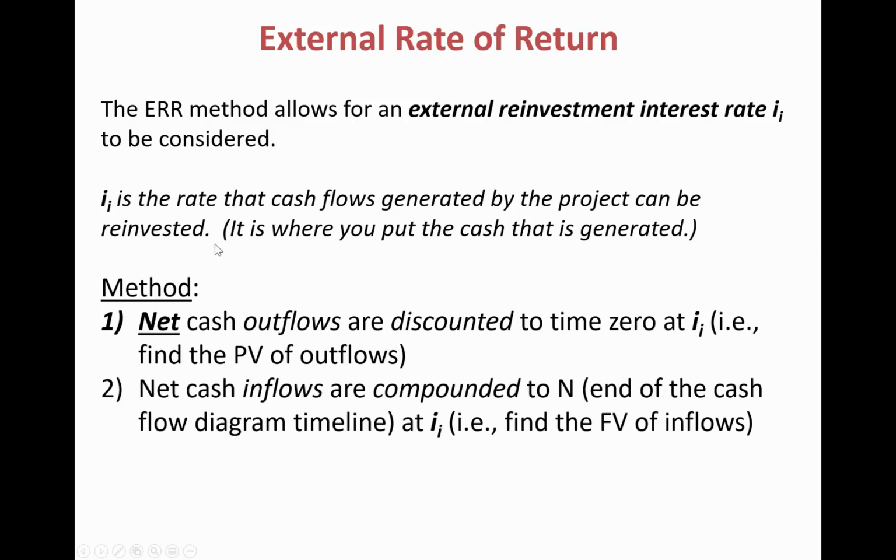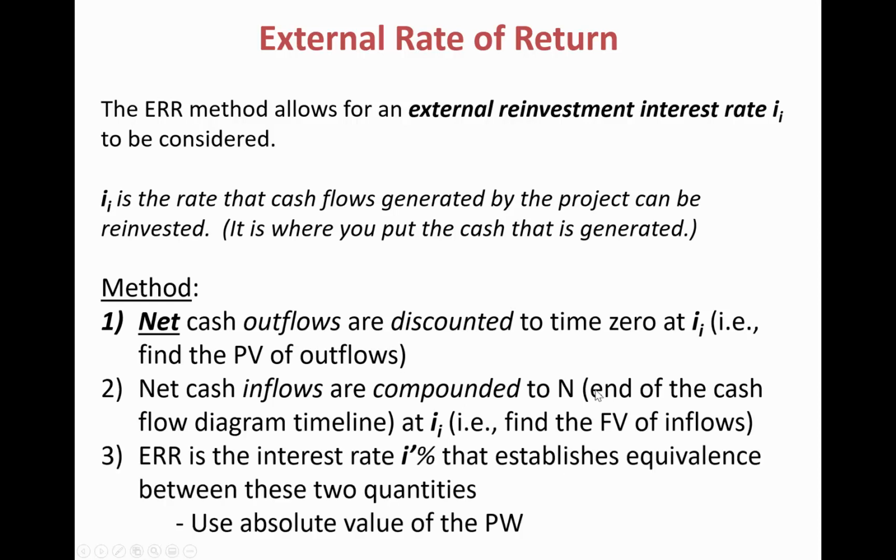Then you take the net inflows to the future. You compound them to the future at the rate of i sub i. So you're going to find the future worth of the inflows. And then the external rate of return is the unknown interest rate that you're going to be solving for that brings equilibrium between the inflows and the outflows.